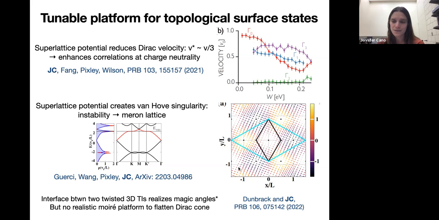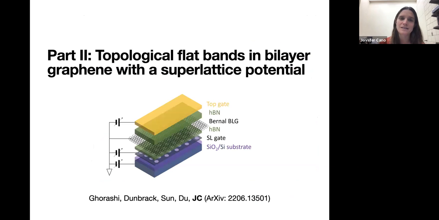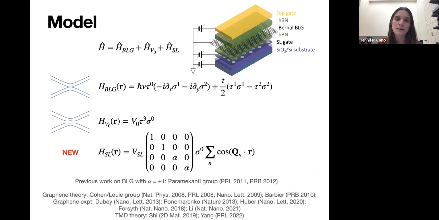In the last, say, 5 minutes or less, I just want to summarize a different platform that we've been working on recently this summer that I think is really interesting. So let me just say quickly 5 minutes about this new topic, which is what if instead of applying our superlattice potential to the TI surface, we apply it to other 2D materials? And specifically, we're thinking of bilayer graphene. So we're thinking, here's the setup. It's bilayer graphene, not twisted, just regular Bernal-stacked.